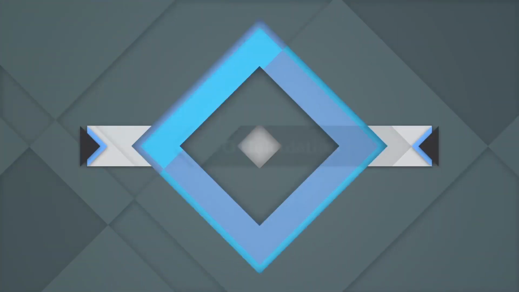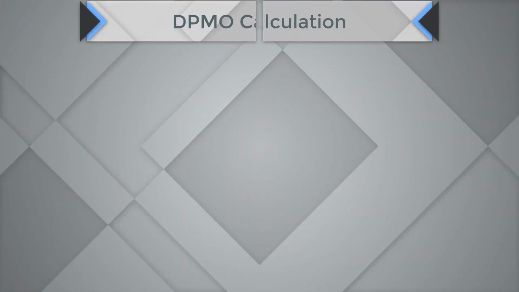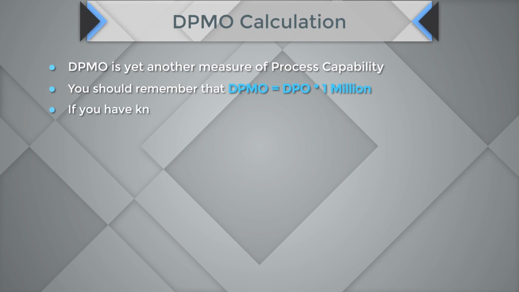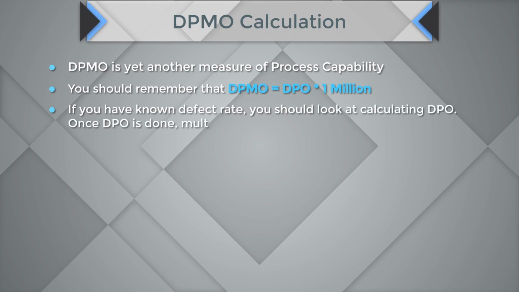The next measure of process capability is DPMO, or defects per million opportunities. You should remember that DPMO is nothing but DPO into a million. If you have a known defect rate, you should look at calculating DPO. Once DPO is done, multiplying it with a million shall give you your DPMO score. Let me illustrate this using an example.